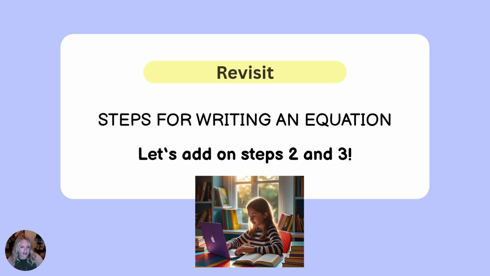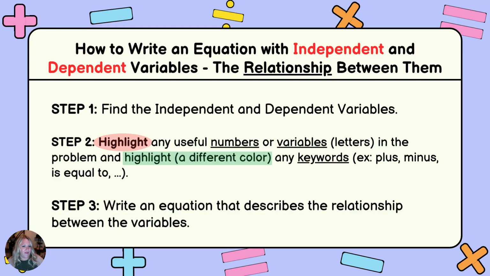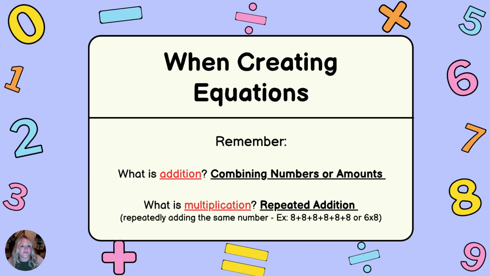We're going to revisit steps for writing an equation. We're going to add on steps 2 and 3 now. Okay, so we found the independent and dependent variables. Now, to write our equation, we're going to highlight any useful numbers or variables, which are letters, in the problem, and highlight in a different color any keywords, like plus, minus, is equal to. And then we'll be able to write the equation for step 3 that describes the relationship between the variables.